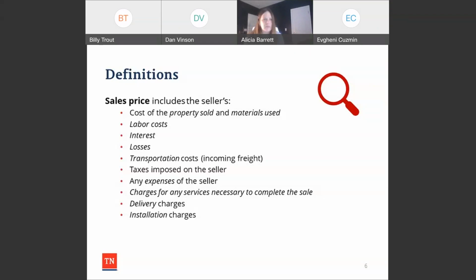And the sales price includes the seller's cost of the property sold and used, the labor cost, the interest and losses, the transportation cost, taxes imposed on the seller, any expenses of the seller, and charges necessary for any services, charges for any services necessary to complete the sale, as well as delivery and installation charges.